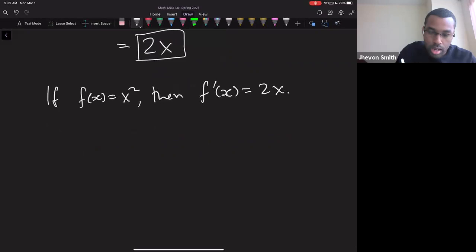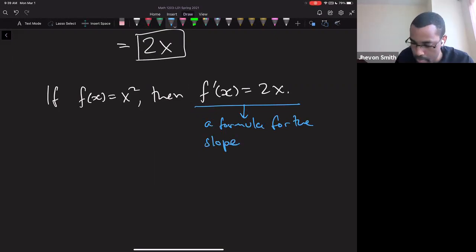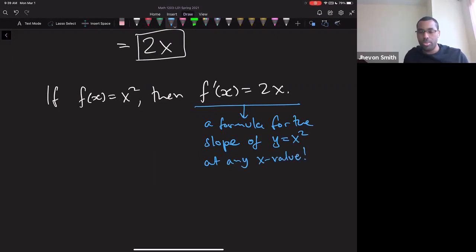This gives you a formula for the slope at any x value. I'll tell you about more interpretation of the derivative next time. That's what the derivative is. That's another way to think about it.